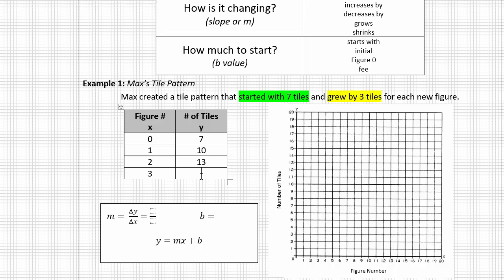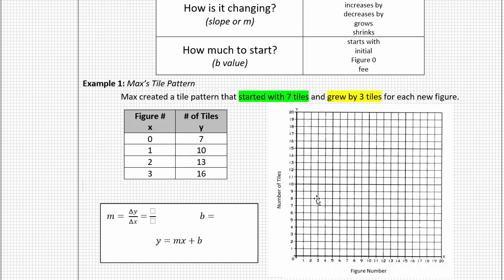Well, if you said 16, I agree with you. So there we were able to identify, just from this brief description of this tile pattern, what the starting value was and what the slope, or how much it's increasing, the rate of change value is. So from here we really have a few choices. We could go ahead and fill in our information here to write our equation, or we could start graphing.